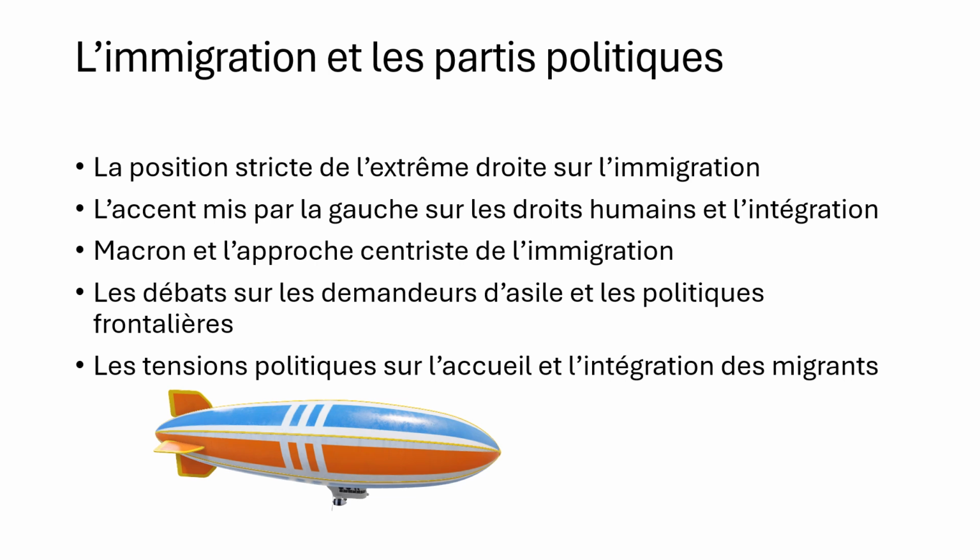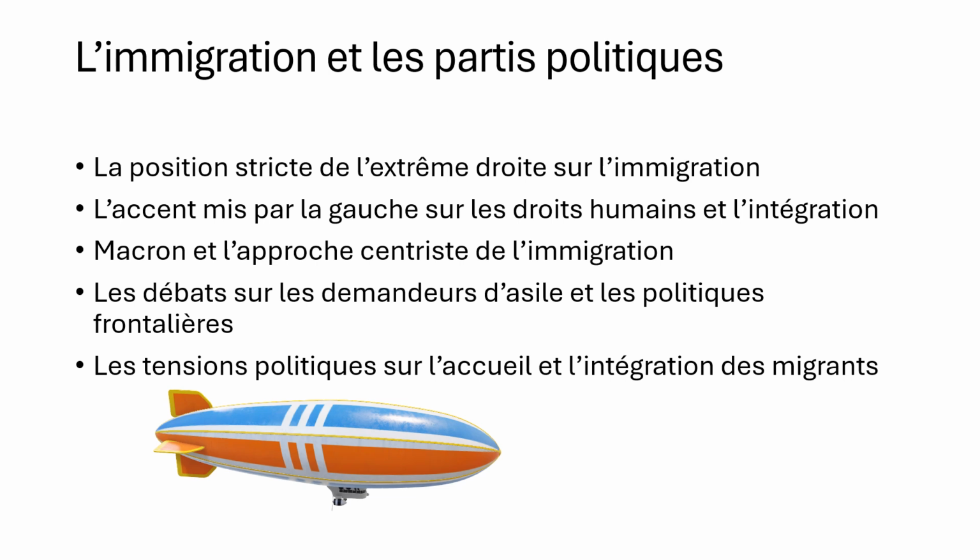The left tends to have a focus on human rights and integration. So left-wing parties, including La France Insoumise and parts of Le Parti Socialiste, generally support more inclusive immigration policies, arguing that migrants contribute positively to society. They often call for easier pathways to regularization for undocumented migrants, particularly those working in essential sectors like healthcare and construction.